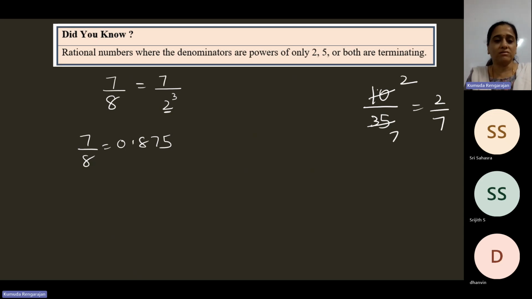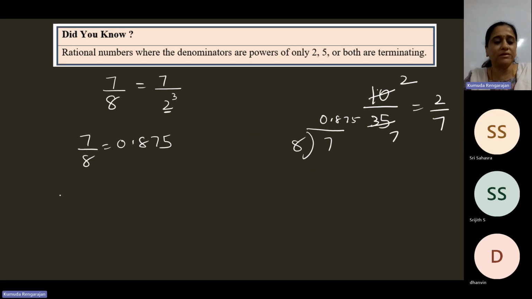Look at the denominator. What is it? 8. And how do you express 8? 2 into 2 into 2, 2 to the power 3. In the exponential form, it is 2 to the power 3. So what is the prime factor of 8? Only 2, right? There's no other prime. Then 7 by 8 has a terminating decimal expansion, which is 0.875. Now you'll wonder, how will you get this? When you divide 7 by 8, the answer here will be 0.875.